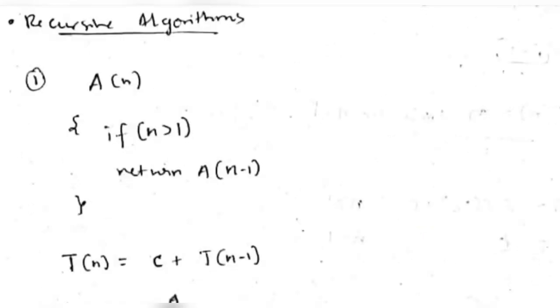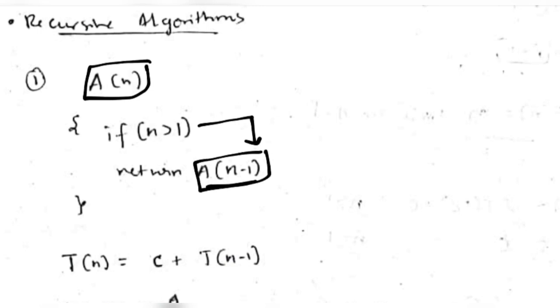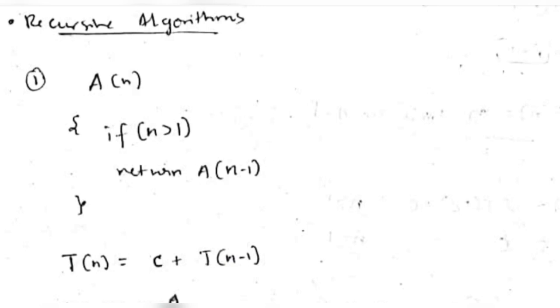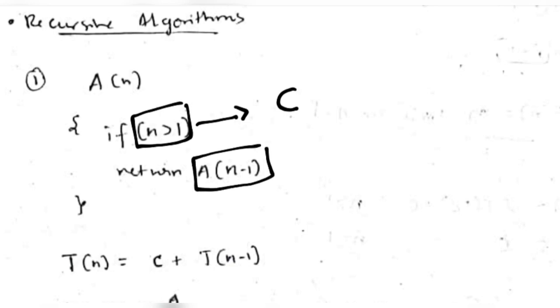In recursive algorithms, the function is being called by the same function. See, A of n is defined as this, and inside A of n we are calling A of n minus 1. So suppose that, what's the time taken by this recursive algorithm? How to calculate that? First, see, this is the comparison: if n is greater than 1, suppose that it takes a constant amount of time c. And then the time taken for the recursive algorithm.